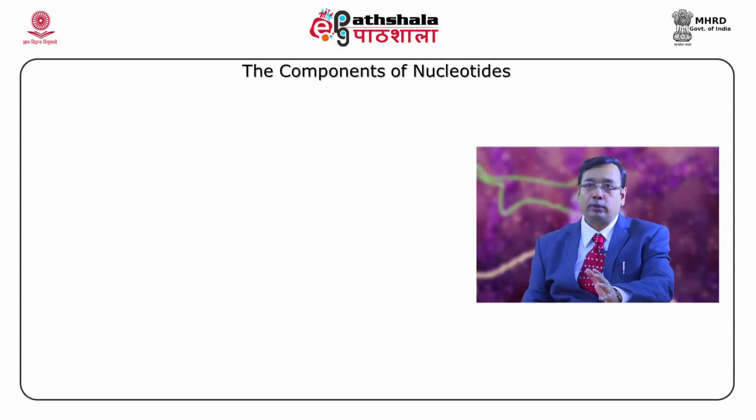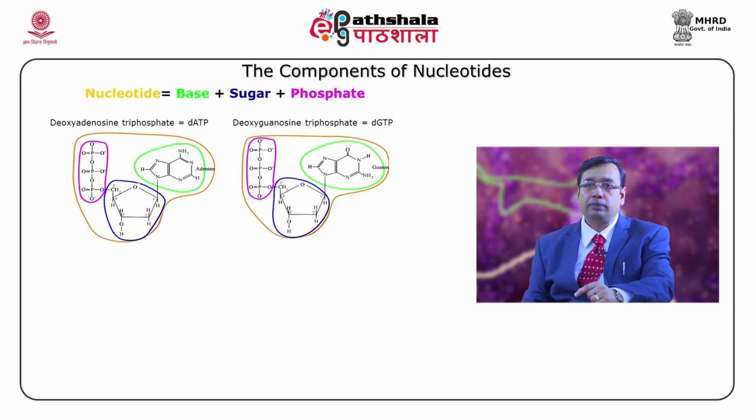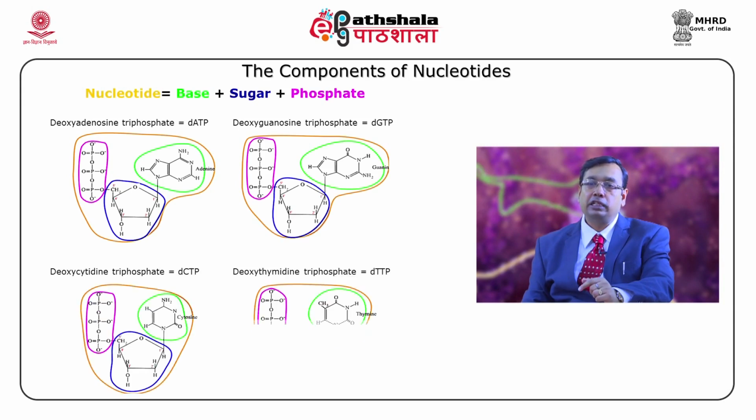As I explained to you, the component of nucleic acid is the nucleotide. And what is a nucleotide? A nucleotide is a base, which is in yellow in color, a sugar and a phosphate. And you can see the color depiction in all of dATP, dGTP, dCTP and dTTP. So you can see with the color background that base, sugar and phosphates make up these deoxyribose components.